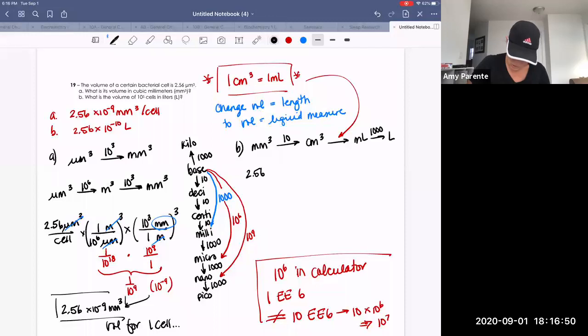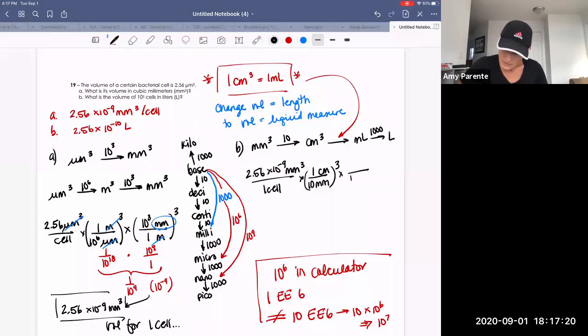So let's say we've got 2.56 times 10 to the minus 9th millimeters cubed for one cell. I'm going to get that in terms of liters for one cell. Again, I know I've got millimeters and centimeters, so I need to make sure to put my 10 in the right spot. Millimeters are smaller than centimeters, so that smaller unit gets the bigger number. In this case, I need to make sure to cube things again.